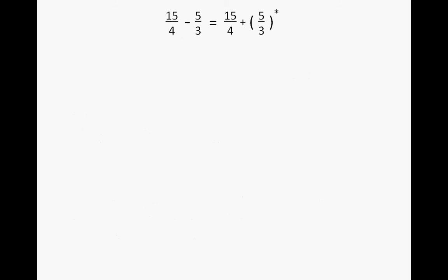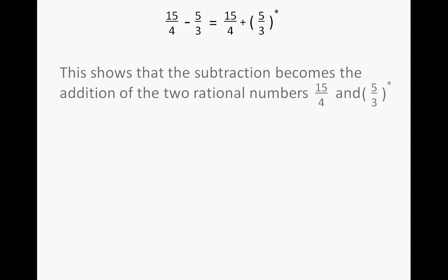So let's take a look at that specific example. 15/4 minus 5/3 is the same as 15/4 plus 5/3, but its mirror opposite, or its left pointing vector. So this shows that subtraction becomes the addition of two rational numbers. If we are reading this left to right, we are saying that subtraction here is the addition of a rational number. This is rational, and because this is the mirror reflection of 5/3, it is also rational.